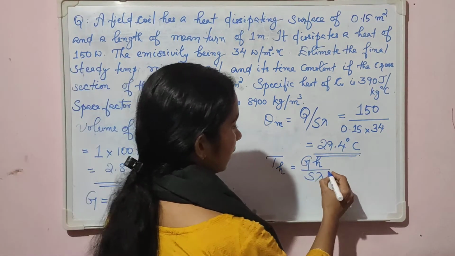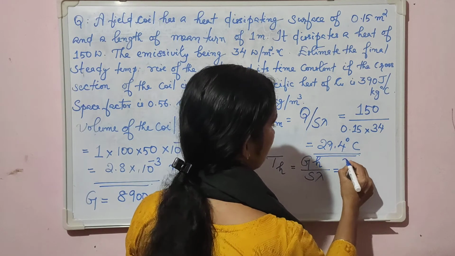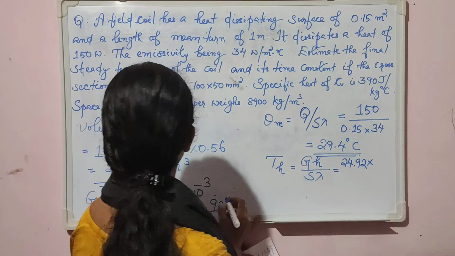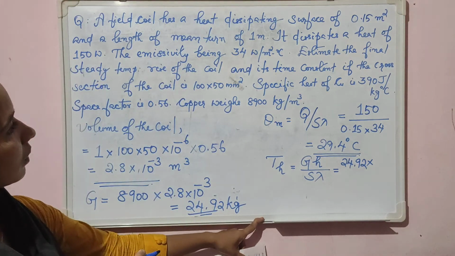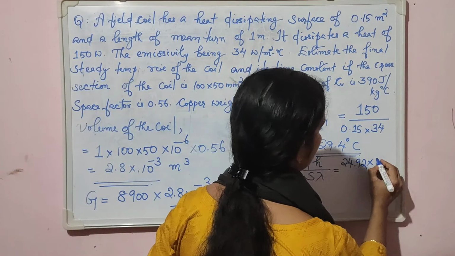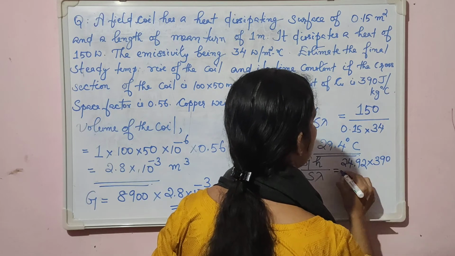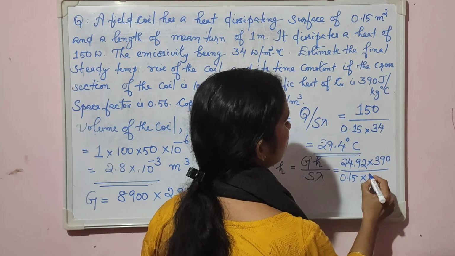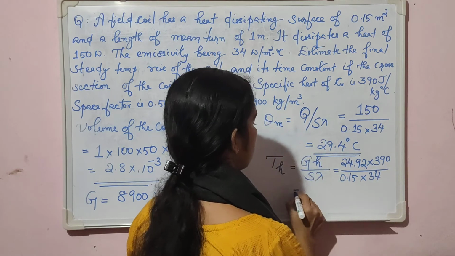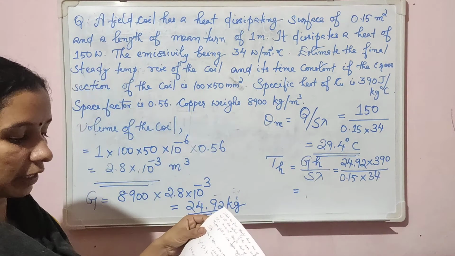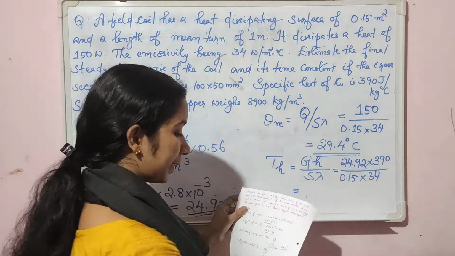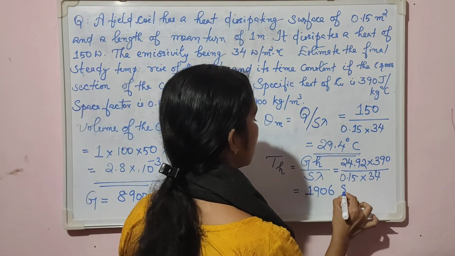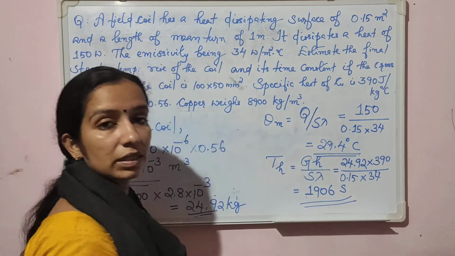So now we will get TH as 24.92 into, what's the value of H? 390 divided by S lambda is 0.15 into 34. So answer will be, the heating time constant we will get it as 1906 seconds. So the answer will be in seconds.